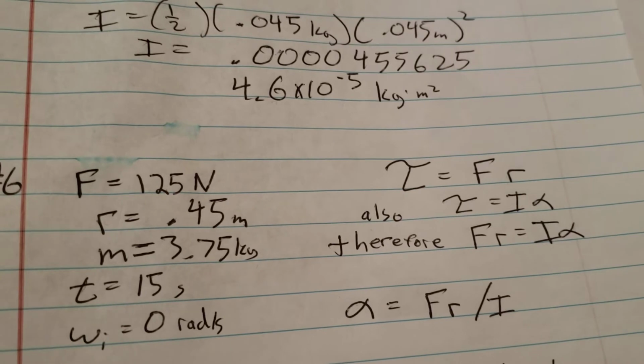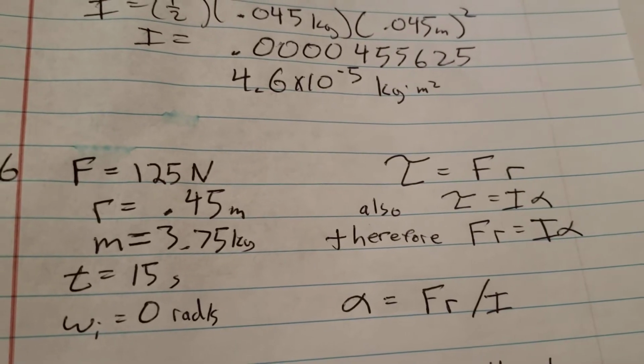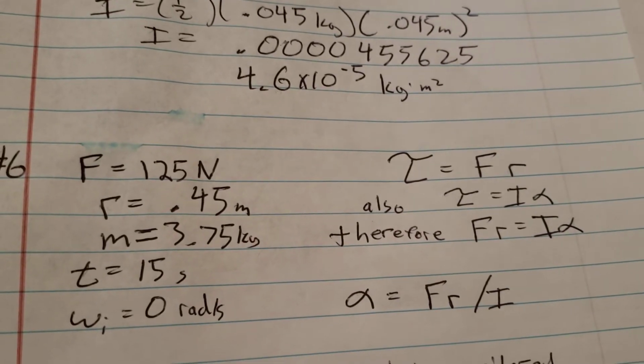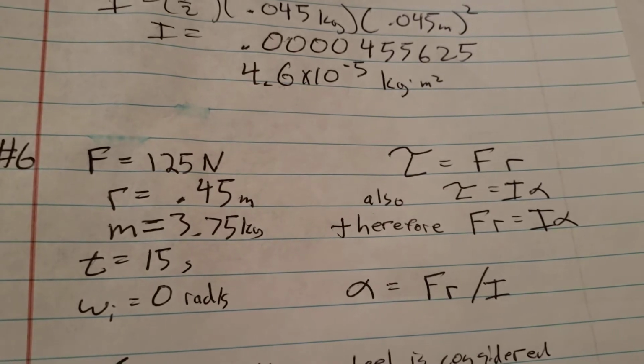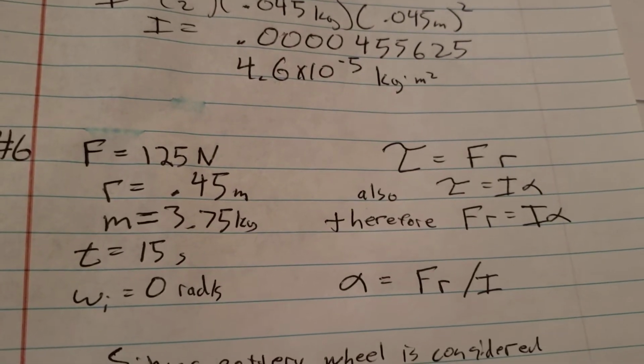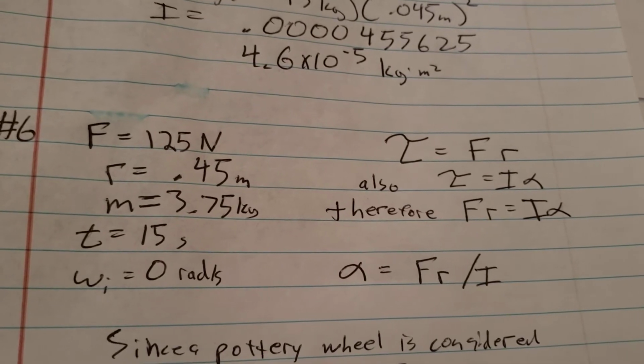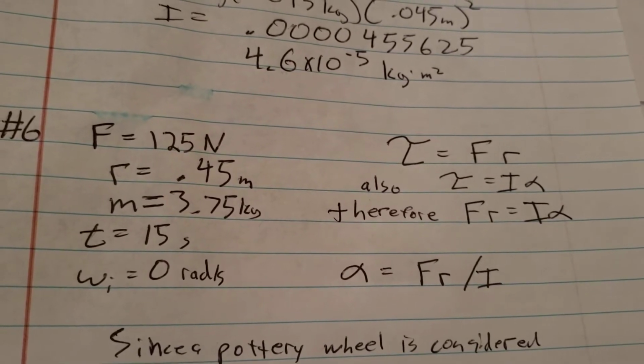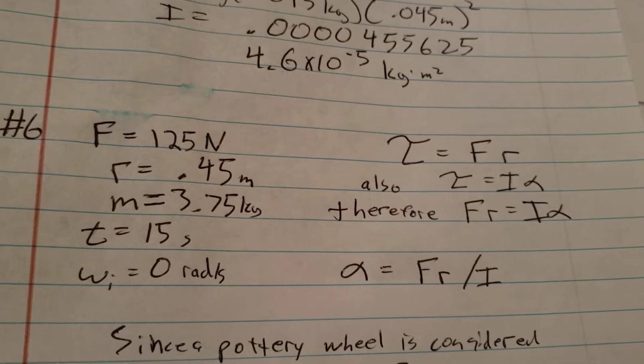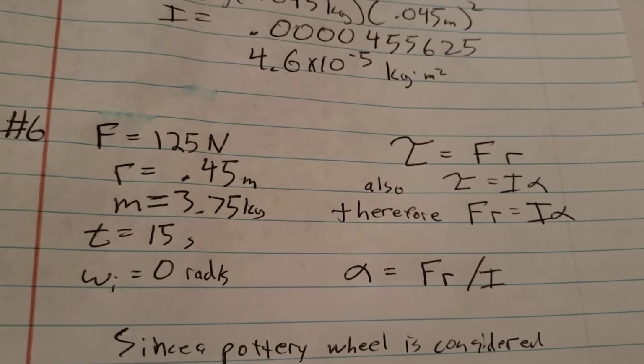We had two equations for torque. The first one was that torque was equal to force times the radius. We have the force and the radius, so we could solve for the torque. The other equation for torque was that torque was equal to I alpha, I being the moment of inertia and alpha being the angular acceleration, which is what the problem was asking for.